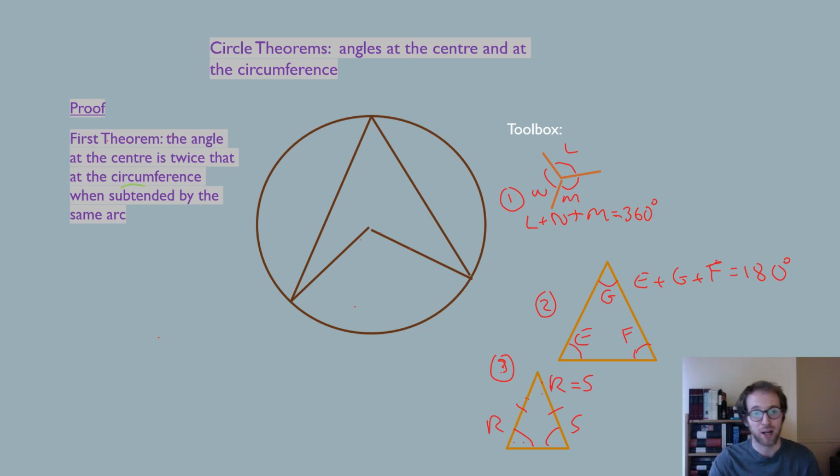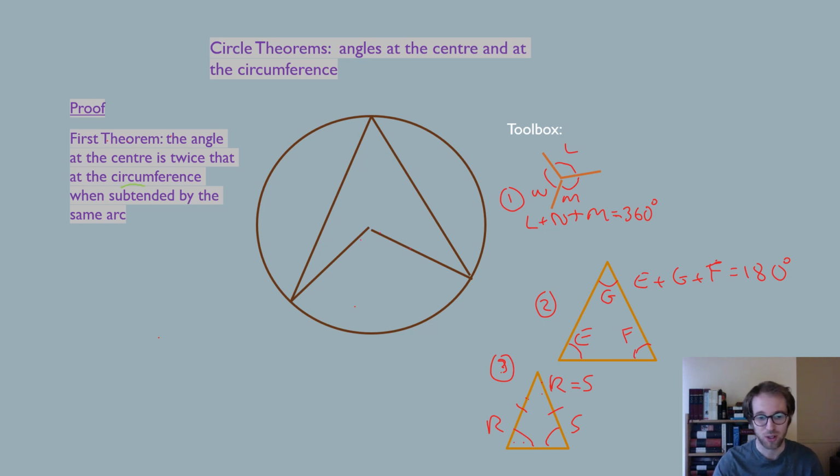Hi, today we're going to have a look at a circle theorem, and that theorem is that the angle at the center is twice that of the circumference when subtended by the same arc. Now you might notice this is rather strange language, and if you're a bit unsure about what it means to begin with, that's completely natural.